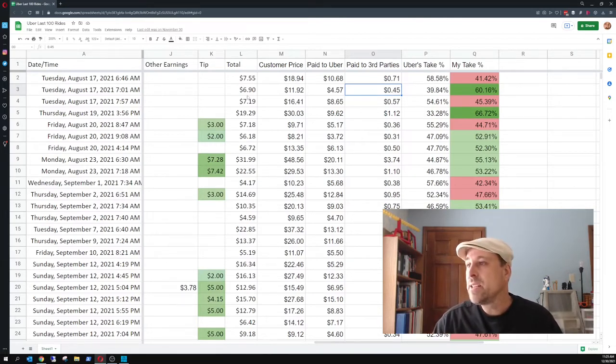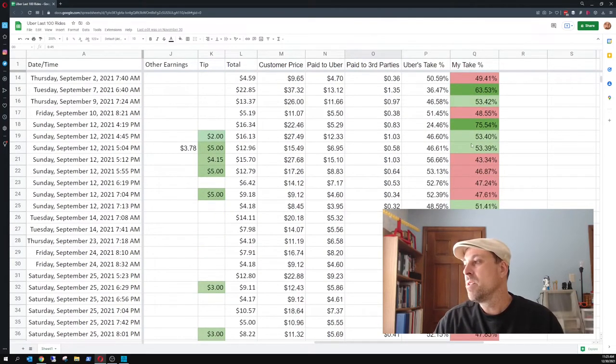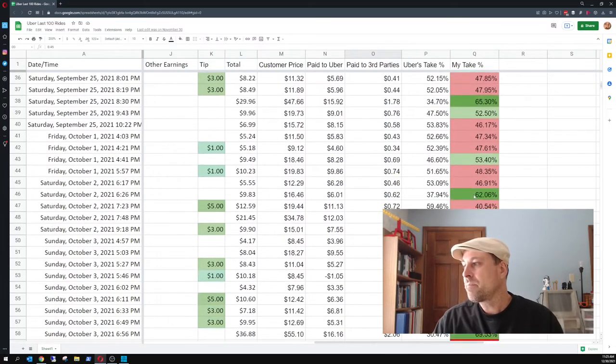So again, these are kind of typical trips in the market. And as you can see, the way I marked these was based on, I kind of color coded them based on my take versus Uber's take. So if I made anything over 50%, it was green. If I made under 40%, it was this really, really bright red.